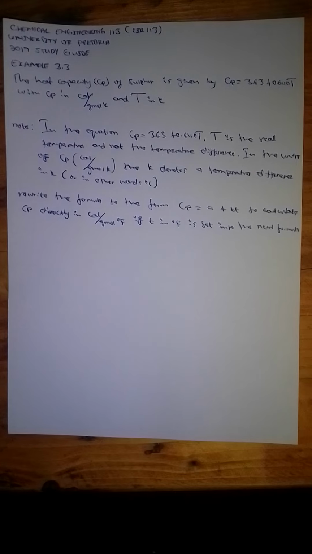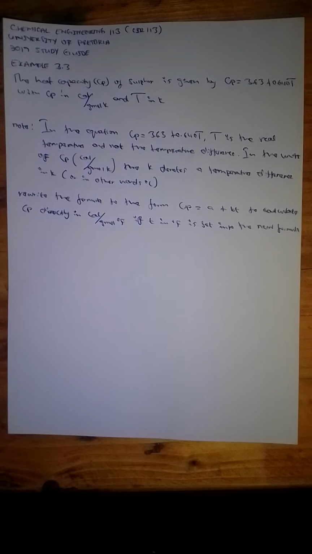Now they say note some more additional information. In the equation, Cp equals 3.63 plus 0.640 T, T is the real temperature and not the temperature difference. In the units of Cp, which are calorie per gram mole Kelvin, the K denotes a temperature difference in Kelvin, or in other words, degrees Celsius.